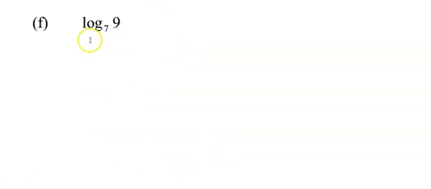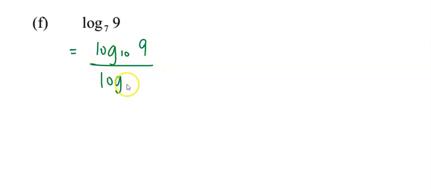For this example, I need to convert this into base 10 so that I can use my calculator to give me the values of log 9 and log 7. Alright, change to base 10. I got log 9 over log 7. Have your calculator to help you, and you have your answer in decimal form. That is 1.129.